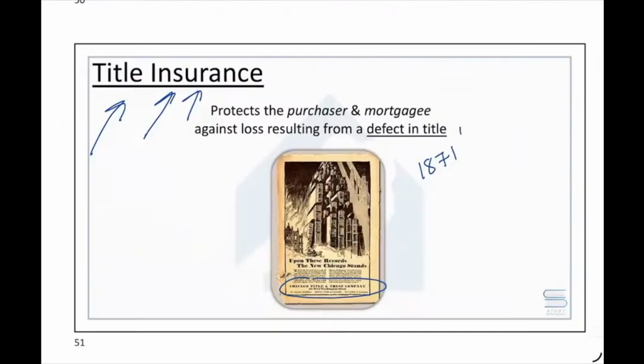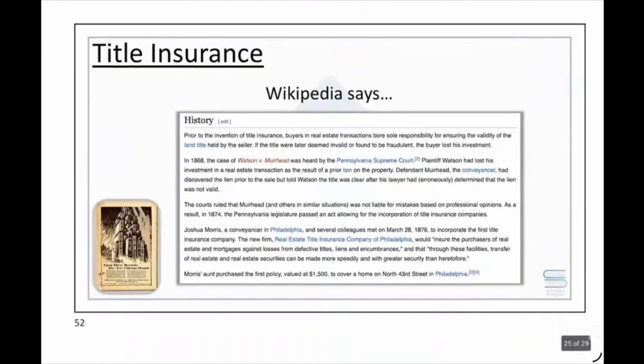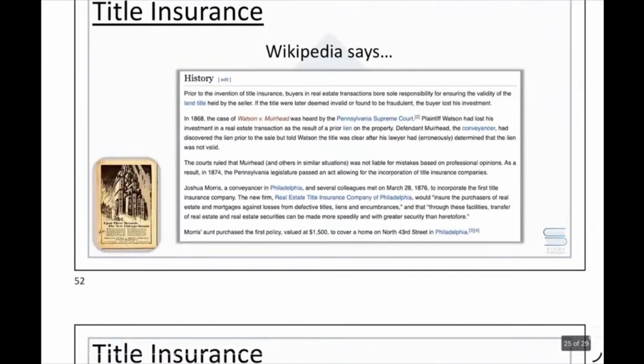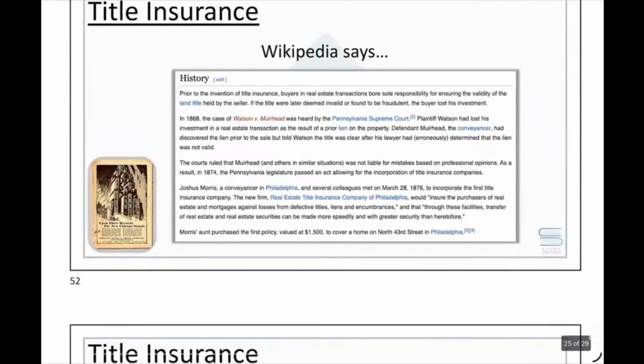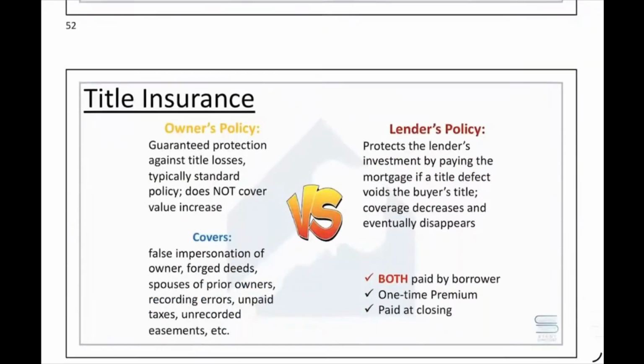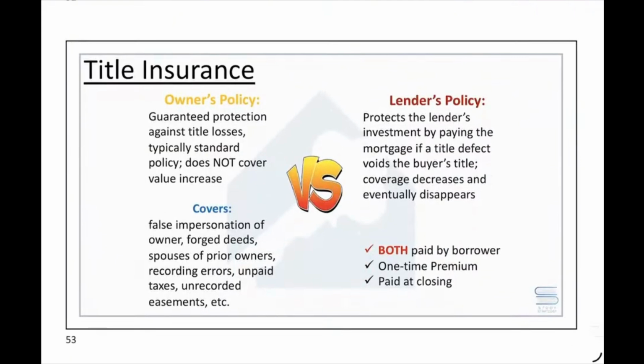And that was multiple days in Chicago, it burned. And I was told that's where title insurance comes from. Turns out that's a lie. Wikipedia says something completely different. We're not getting into it, but I'm still going to go with the fire because it's so much more dramatic and I like it. So, what happens is when you get title insurance, you actually want two different policies, an owner's policy and a lender's policy.